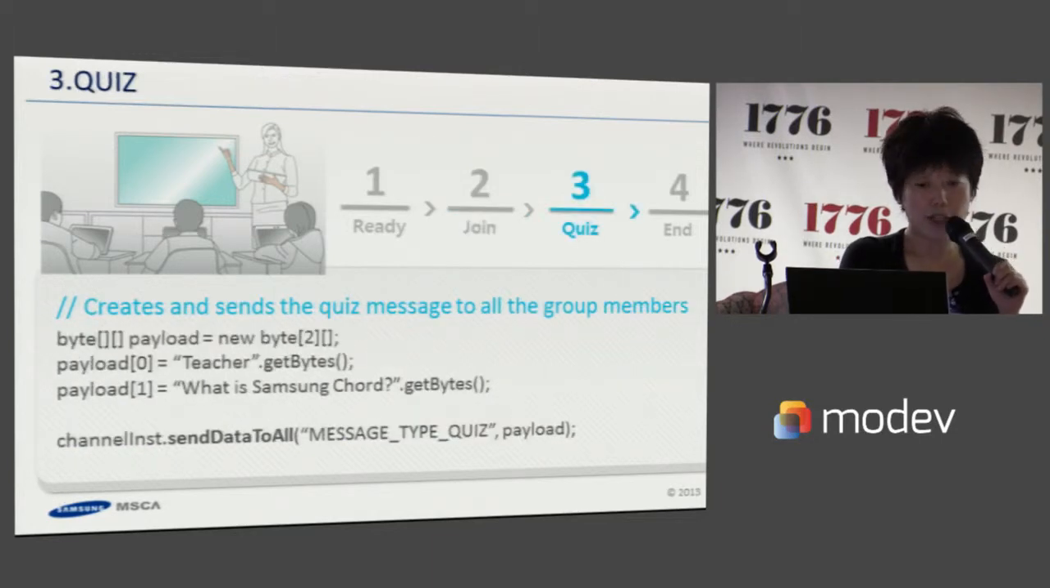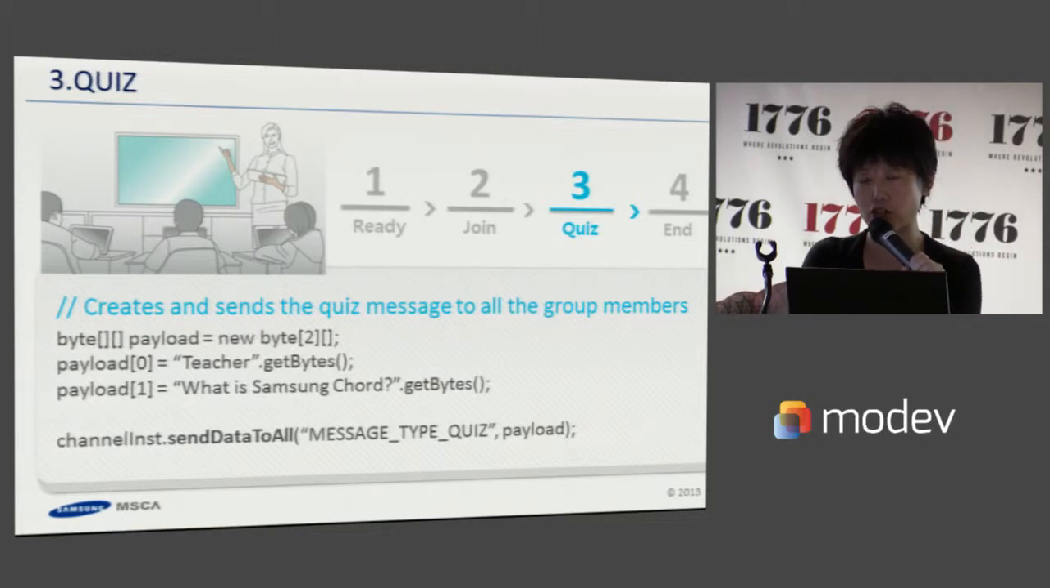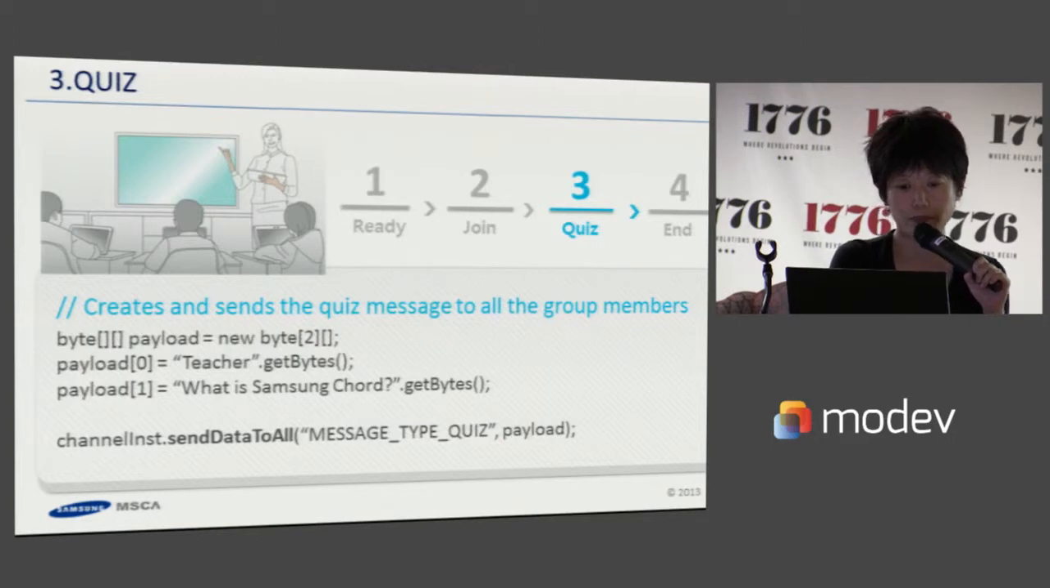Since the channel is built up, we're ready to send out quiz questions. The content of the parameter is basically a byte array. So you have to pack your binary data information or text message information into this data structure. You can use send data to send the data information to all the participating devices, or you can choose which device you want to send the information to.